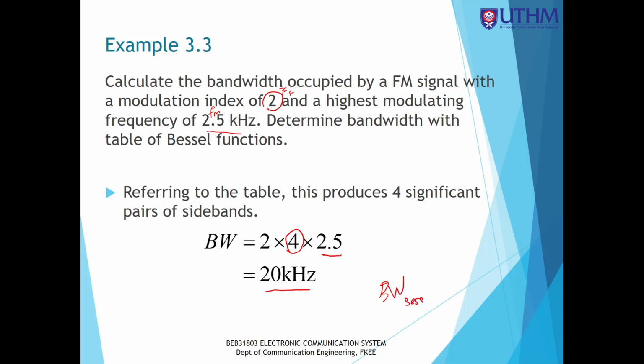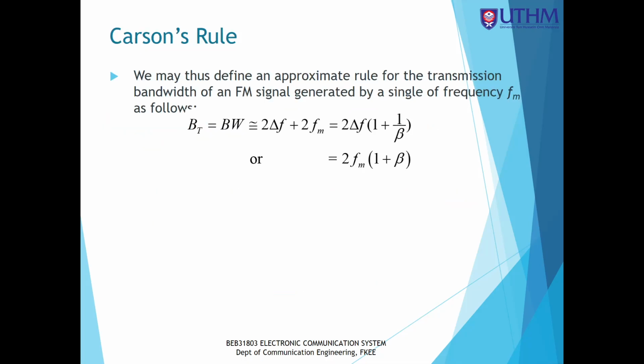Normally we write the bandwidth like this, bandwidth Bessel, because you're gonna have another type of bandwidth, which is bandwidth by Carson. Bandwidth by Bessel is more accurate because it is based on the Bessel function. Another way to calculate the bandwidth is using Carson's rule. Carson is a person's name, a mathematician who calculated the approximate bandwidth.